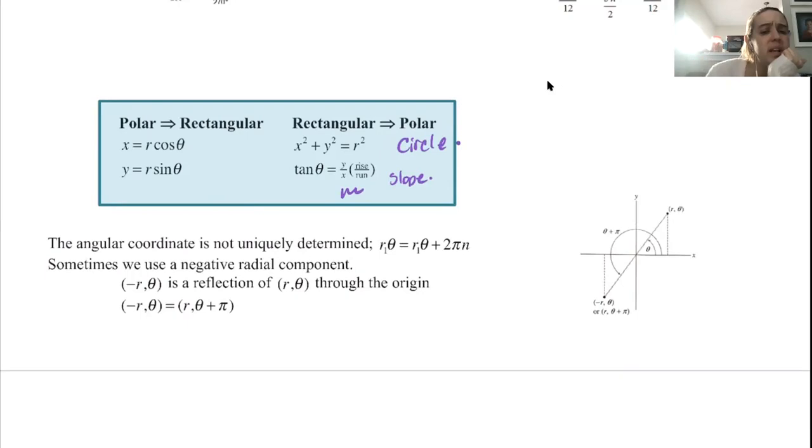The angular coordinate is not uniquely determined. And I think you talked about this in pre-calc. I hope you did. In that there's more than one way to reference a specific angle. You can go around the circle more than once. You can have that negative radius that we were talking about. Sometimes we use the negative radial component. Negative r, theta is a reflection of r, theta through the origin, or negative r, theta is equal to r, theta plus pi. So you're halfway around the circle.